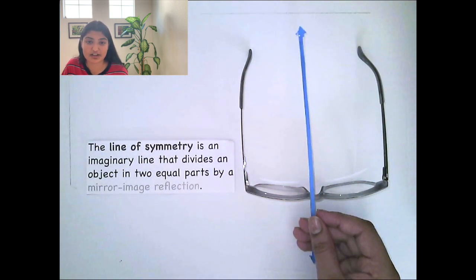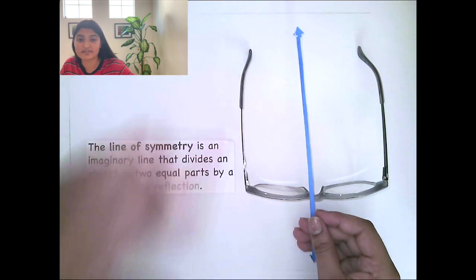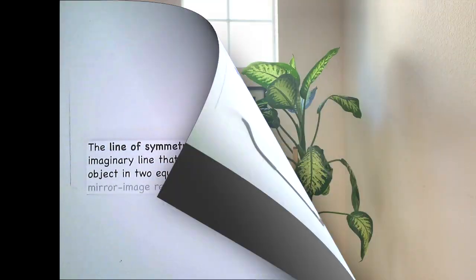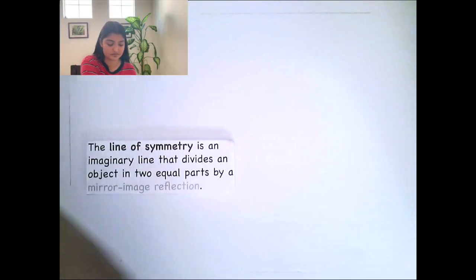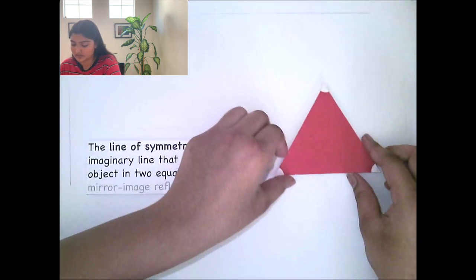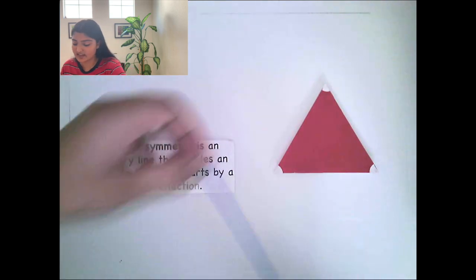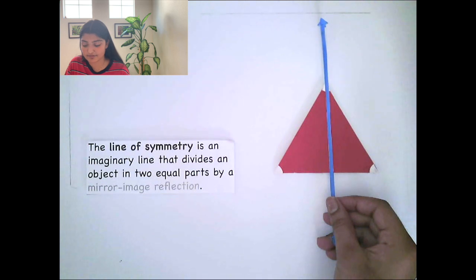Furthermore, the line of symmetry also has some properties. For instance, the stem of the glasses on the left side would have the same length as the stem of the glasses on the right side. Aside from everyday objects, we can also look to geometry to see the properties of the line of symmetry. For instance, this triangle. We can see that the line of symmetry would directly bisect this triangle in half.